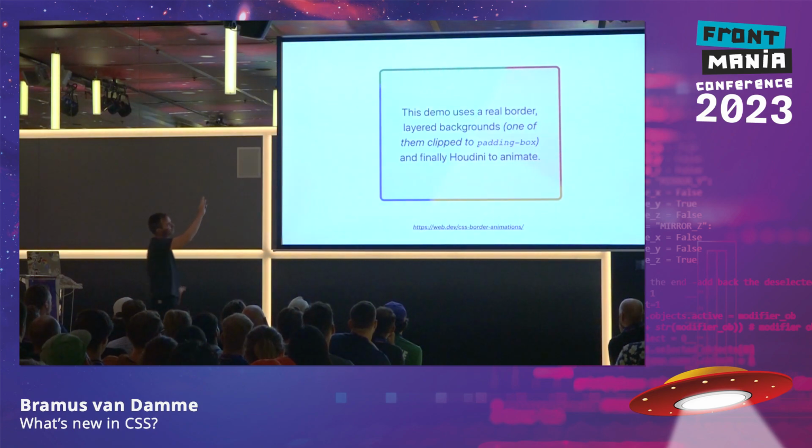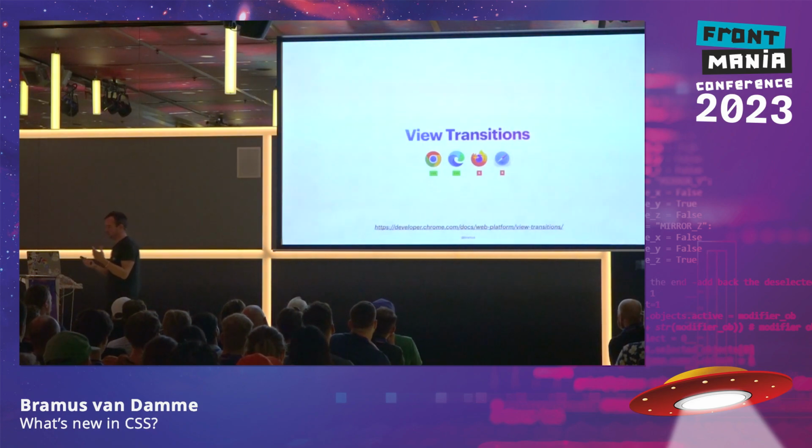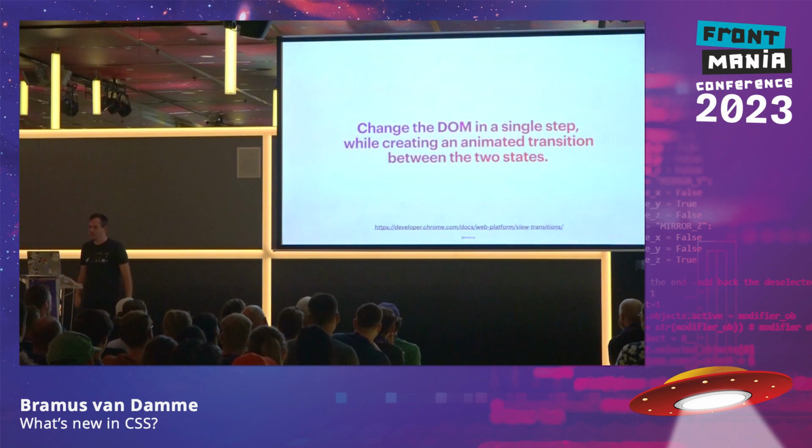So here, for example, I'm rotating this layer, and this is just with the one animation in there, using the custom property. So cool. Two more things I want to talk to you about. View transitions, which allows you to change the DOM in a single step. So you already do that, but you can create an animated transition in between those two states with view transitions.